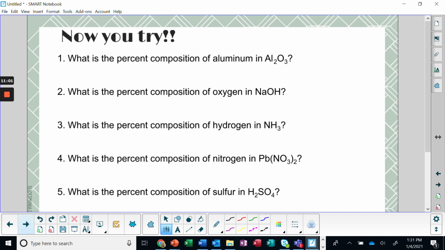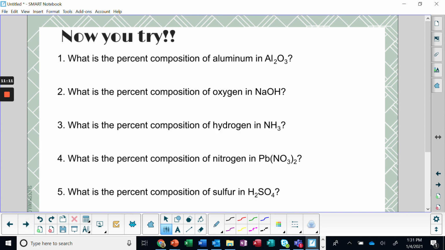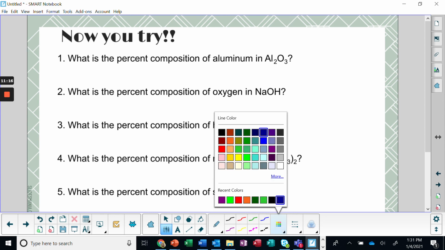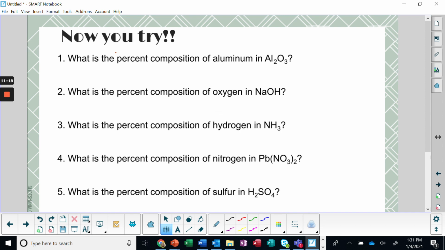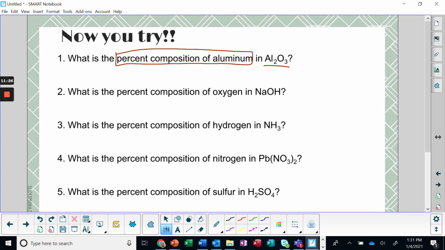Alright, so let's go ahead and let's pick back up here. So I'm going to kind of condense some of this so it's not going to be written out as much. Alright, so we're going to do aluminum. The first one. Right. Read our problem. We want, what is the percent composition of aluminum in this compound? So list out your elements. Al and O. Aluminum we have 2. Oxygen we have 3.